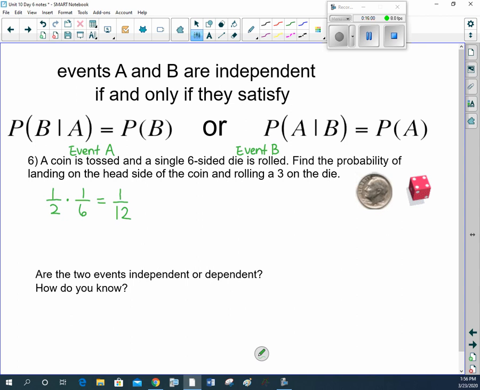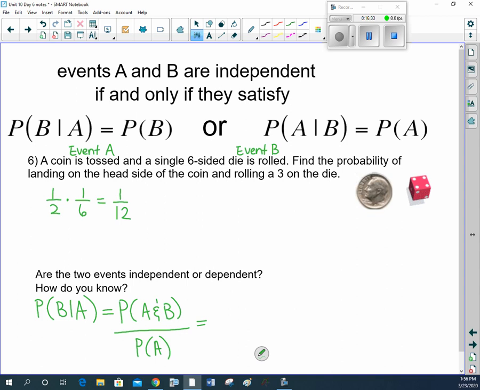Okay, so if we want to prove if these two things are independent, then if we want to do our probability conditional formula, it would say the probability of B given A. If we did that formula from a couple slides ago, it would turn out to be the probability of A and B divided by the probability of just A. Okay, let's figure out what that is.